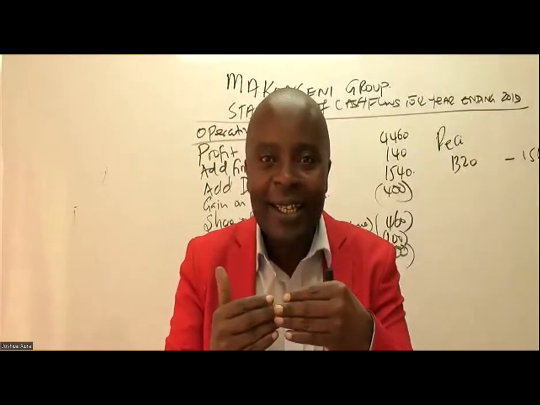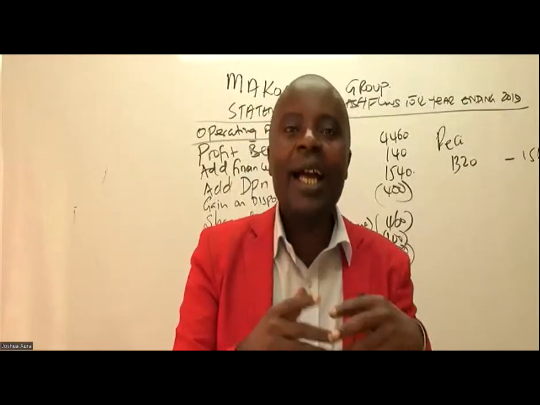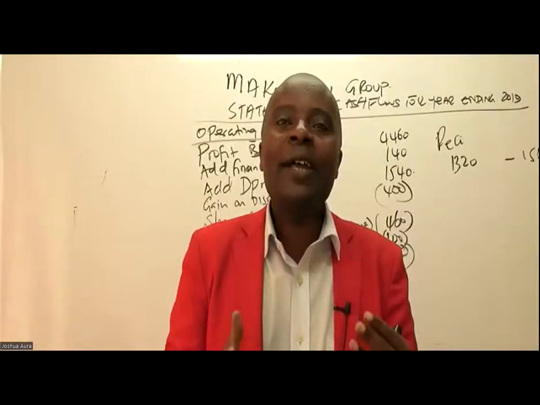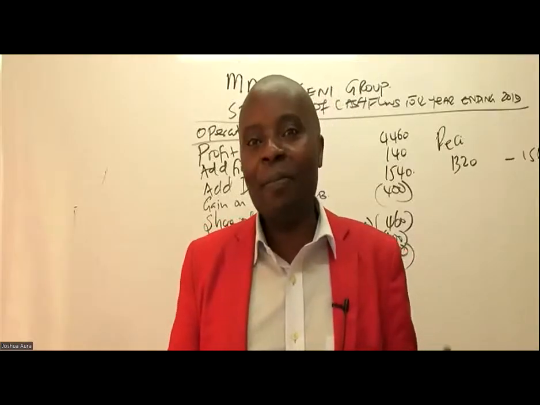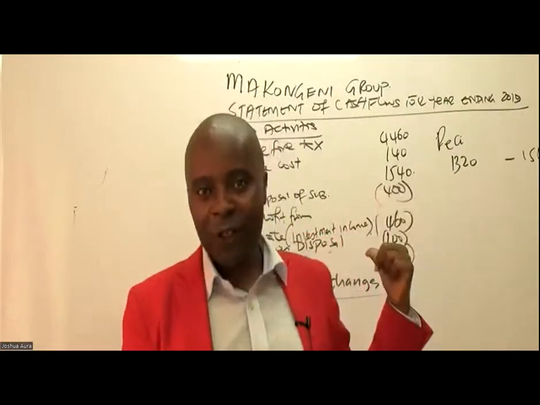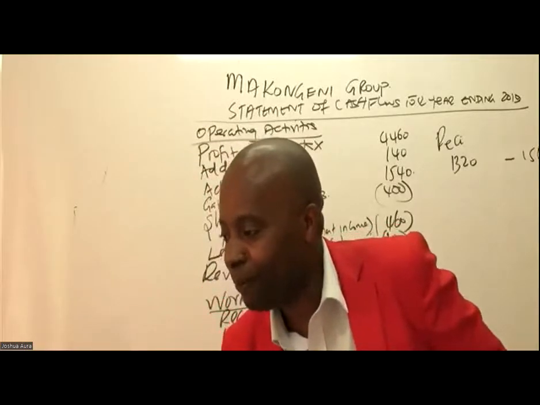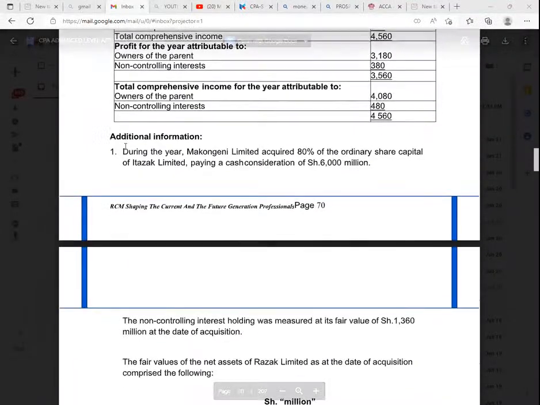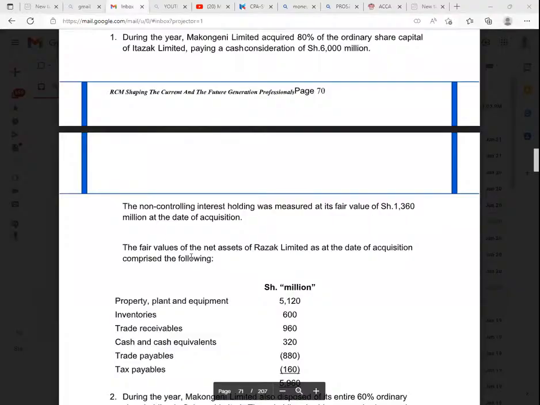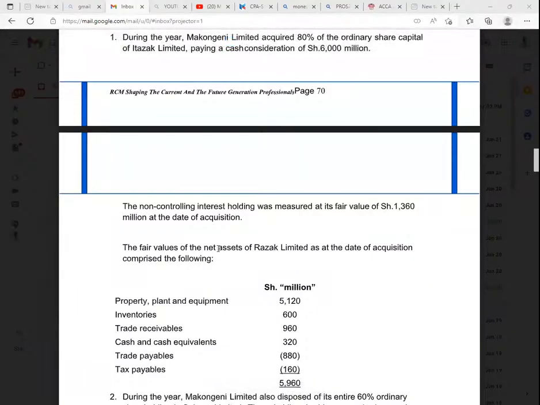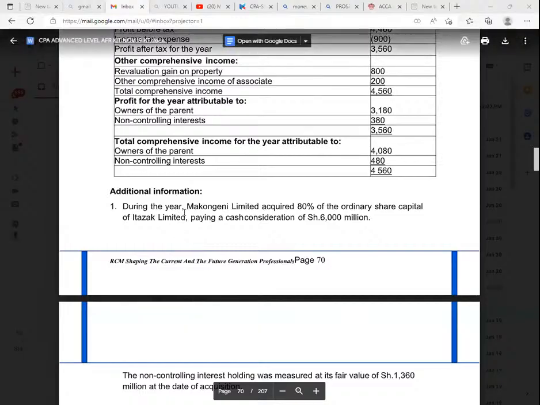Here we have acquisitions of subsidiaries and disposal of subsidiaries along the way. So I need to ask myself, did I buy any subsidiary in the year? If I bought a subsidiary in the year, the acquired subsidiary's receivable has to be put in the opening balance there. Let's see this. During the year, Razak Limited as at the date of acquisition comprised the following net assets. Remember, Razak is the one that was acquired. If you remember note number 1, we acquired Razak.